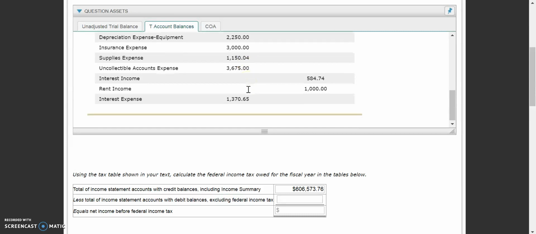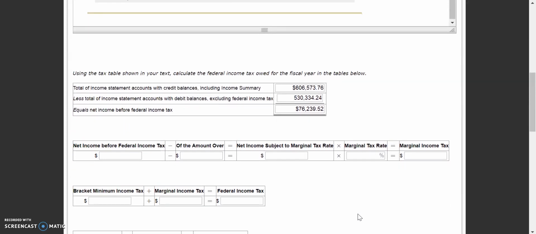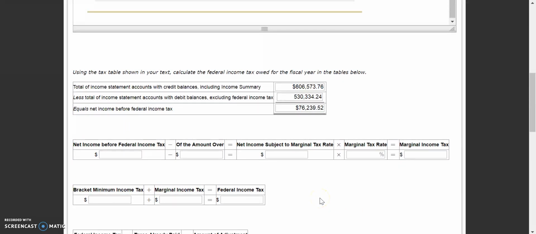So we add all of those, and then we look at over here, so depreciation and insurance, supplies, uncollectible accounts. Interest, remember, was the one that I said was going to be a little bit different. So we want to take this number, not the one that's on the unadjusted trial balance. And when we total all of those, we end up with $530,334.24. So when we subtract those two numbers, our net income before federal income tax is $76,239.52.